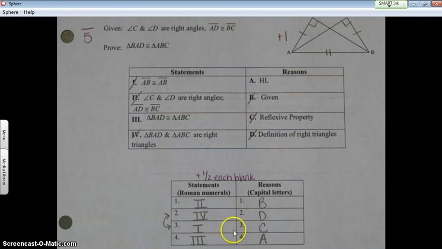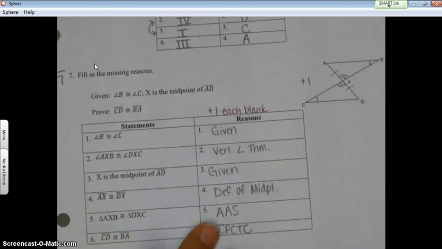That's hypotenuse leg. Now, if you switch these around, then you would have had 1C and 4D here, okay? Which would have been okay. And again, it's half a point each blank and 1 whole point for your picture. So this problem was worth 5 points. So you can put how many you have right out of 5 on there. Okay, number 7, another fill in the blank.